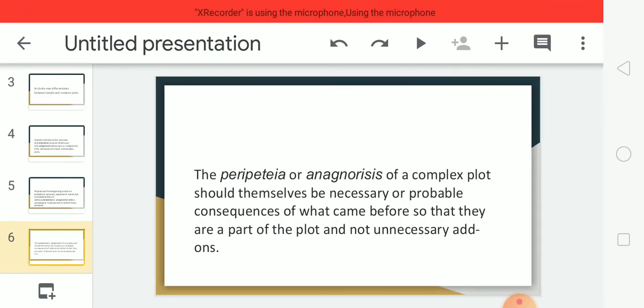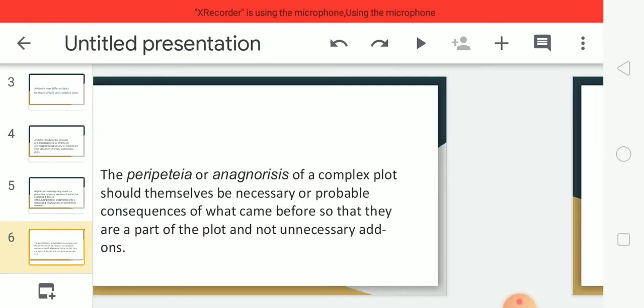The peripety or anagnorisis of a complex plot should themselves be necessary or probable consequences of what came before, so that they are part of the plot and not unnecessary add-ons. So the plot should be designed in such a way that the peripety or anagnorisis appear a necessary part of the plot, that automatically they have come into the course of the plot. They should not seem as if forced into the plot.